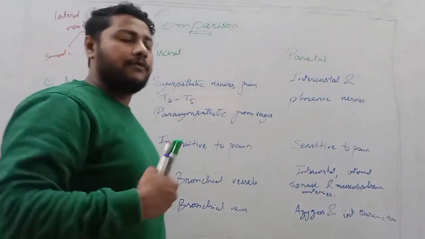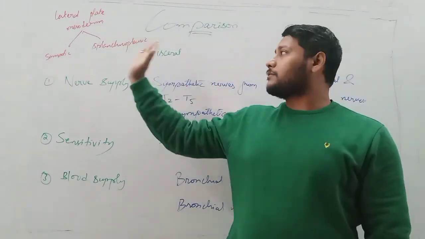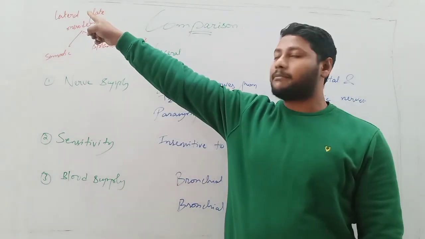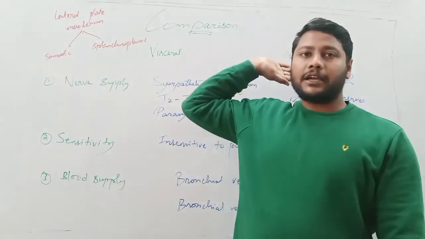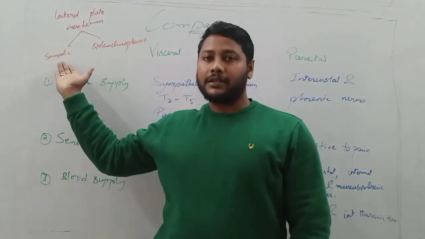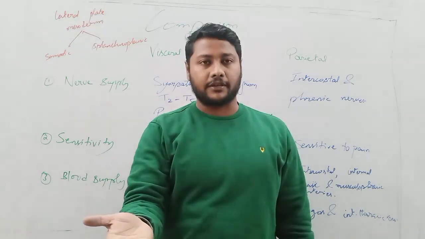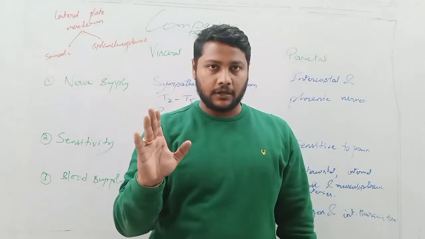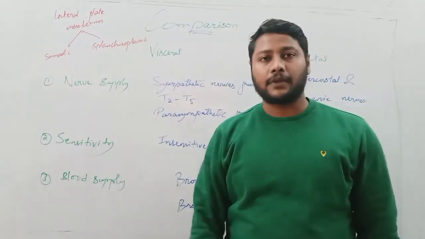There is a lot of confusion on the nerve supply. It's very simple. Visceral pleura is derived from the splanchnopleuric part of the lateral plate mesoderm, hence it is supplied by the autonomic nervous system. On the other hand, parietal pleura is derived from the somatic part of the lateral plate mesoderm, hence it is supplied by somatic nerves. Simple as that. Okay. So this is all about the pleura.